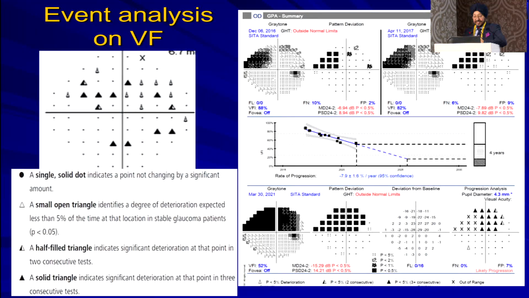And if you look at this, then there is of course event analysis. You have these symbols. A small dot indicates a point not changing by significant amounts. A small open triangle identifies deterioration, where the chances are 5% that it's progression. Similarly, half-filled triangle and solid triangle. So these are the symbols representing it.